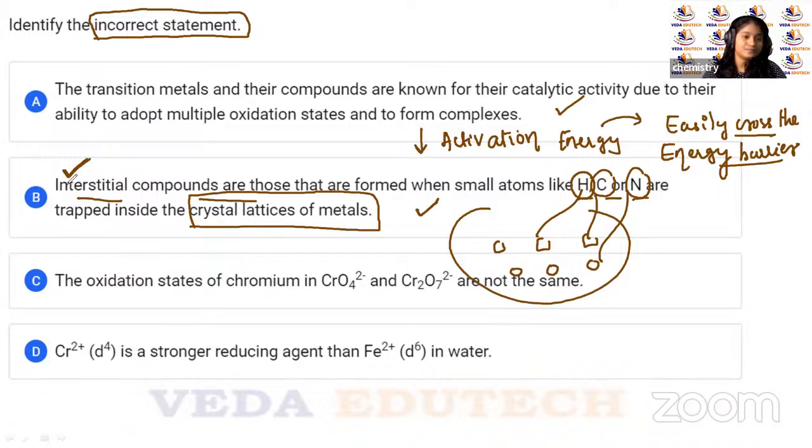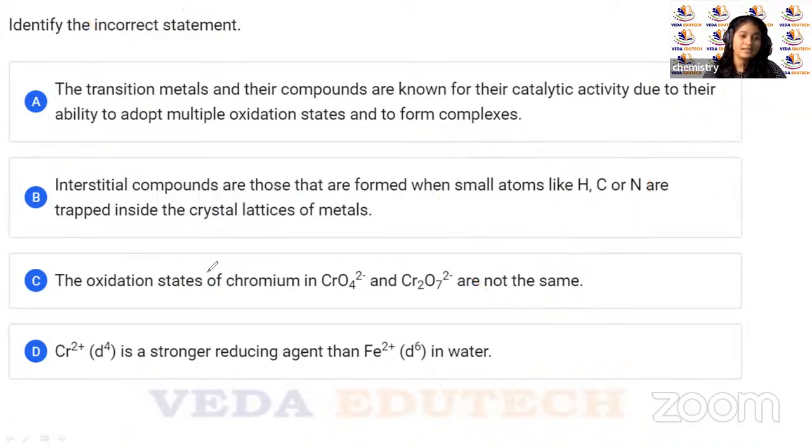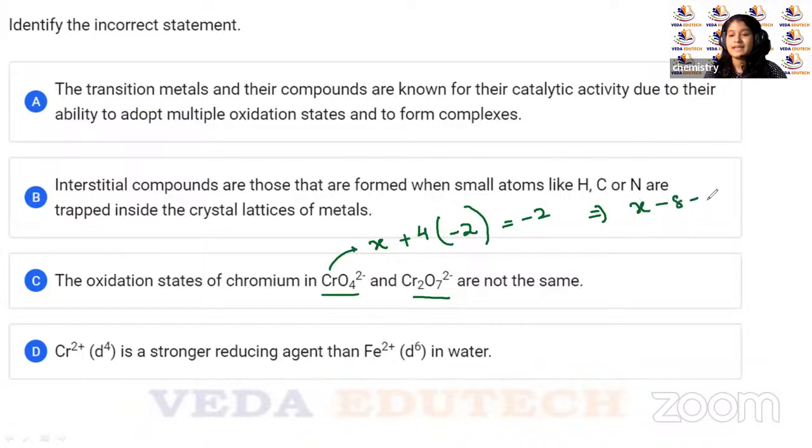Now, the oxidation state of chromium in this and this is not the same. Let us find out. So this is X plus 4 oxygen. Each oxygen has a charge of -2, equal to -2, which implies X minus 8 equals -2, which implies X equals -2 plus 8, that is +6. So here it is +6, right?